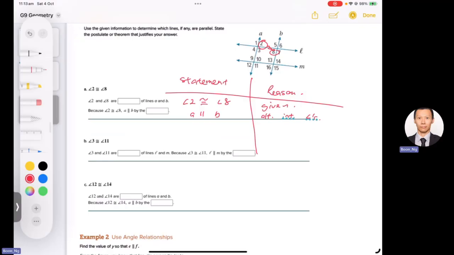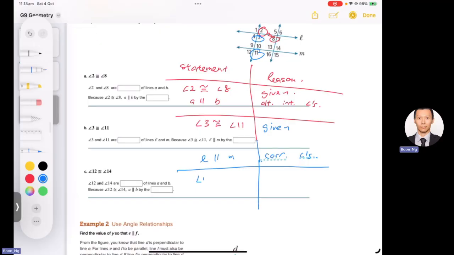So now the next one, angle 3 is congruent to angle 11. Angle 3 is here, angle 11 is here, given. And then we can say L and M are parallel. Reason, corresponding angles.